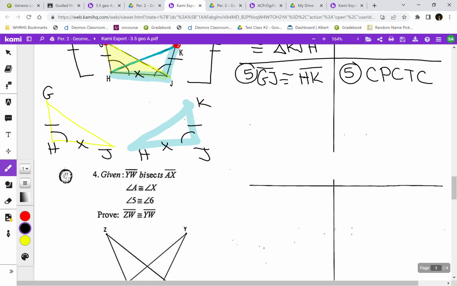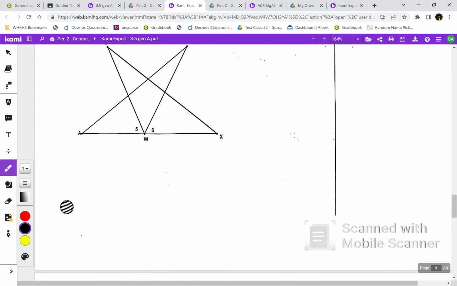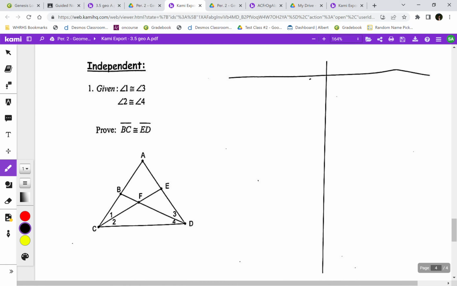I'm going to skip number 4 right now. We'll come back to it. I'm going to actually have you do number 4 on your own. And then the 2 that say independent, I'm actually going to do them with you.